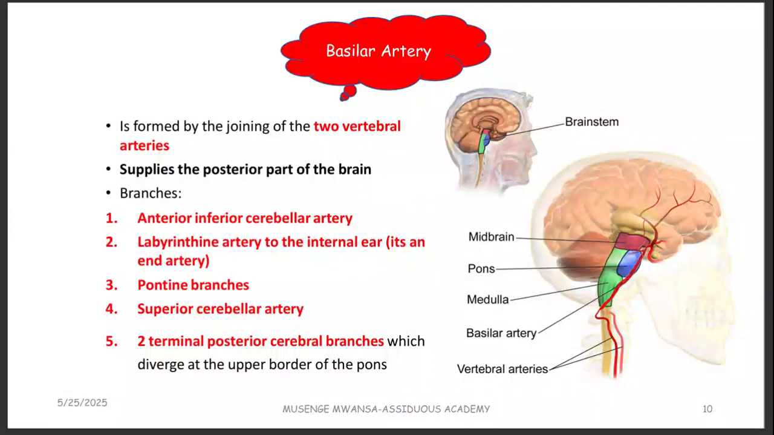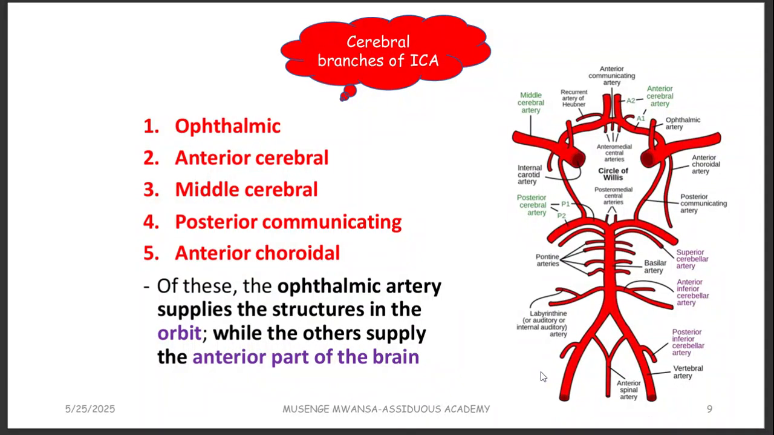The next is now going to be the basilar artery. The basilar artery is formed from a fusion or a joining of the two vertebral arteries, one on the left, one on the right. So if you again look on this picture, this is the right vertebral. This is the left vertebral. When they join, they will give you the basilar artery. So what are the branches coming from here?